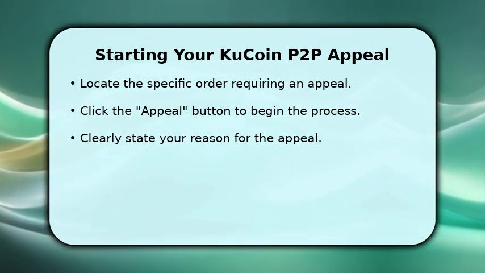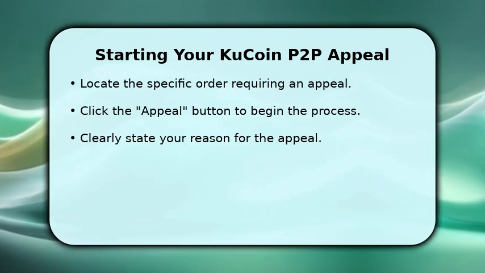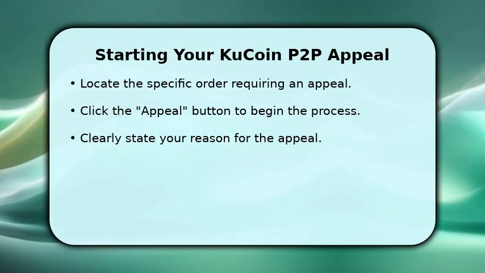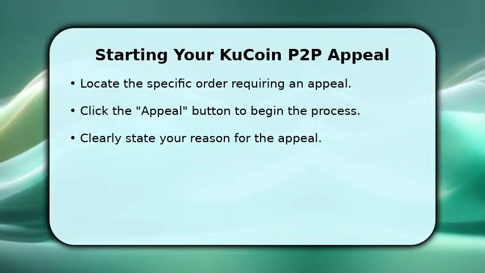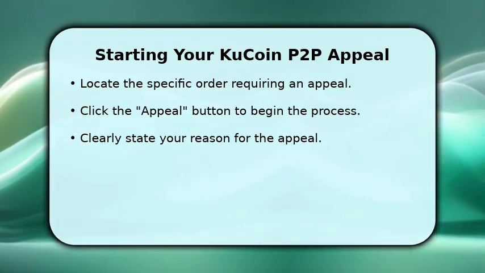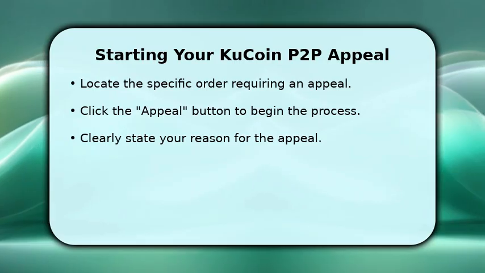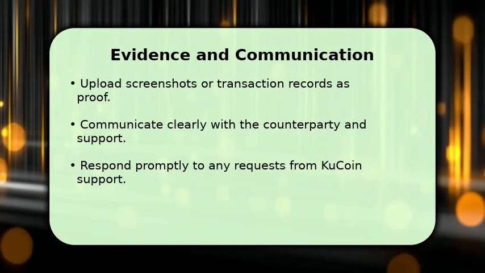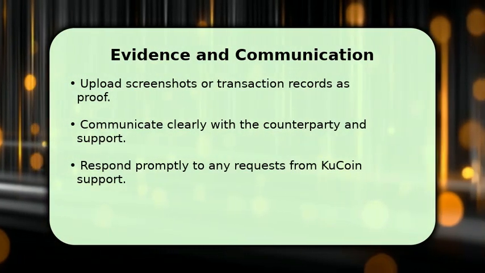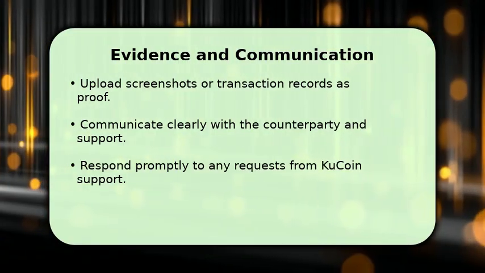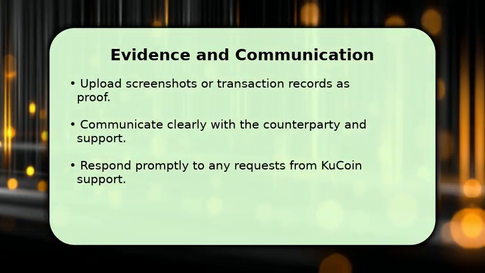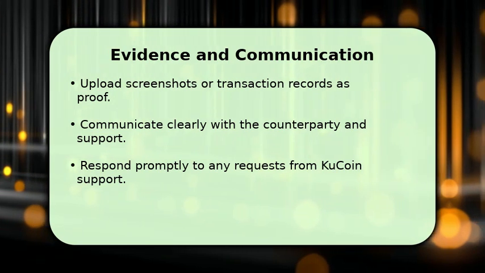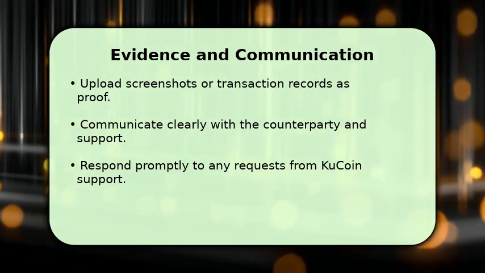A pop-up will appear asking for your reason. Select the most accurate option from the provided choices, such as I have paid, but the seller did not release crypto or the buyer did not pay. After selecting your appeal reason, you'll be prompted to upload evidence. This is crucial, so ensure you provide clear screenshots of your payment proof or chat logs.